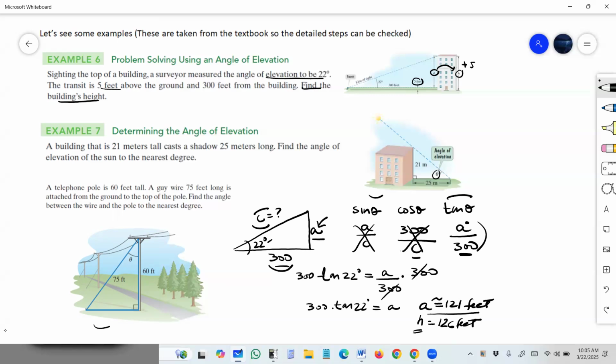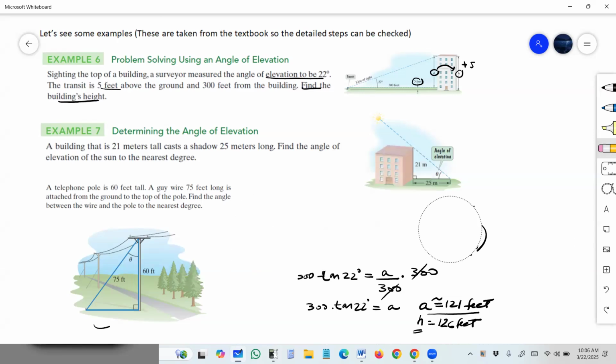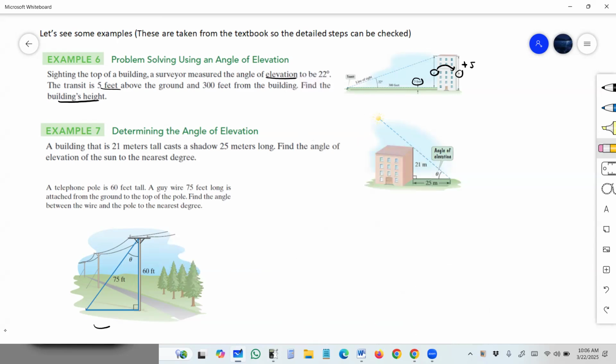Okay. So this is a simple application involving these trigonometric functions. In this case, we needed to use tangent. All right, let's take a look at the second problem, which is very, very similar. But now in this case, we need to find theta. All right, so example 7, a building is 21 meters tall. So now I am giving this distance, cast a shadow that is 25 meters long. Here is the shadow. Find the angle of elevation.